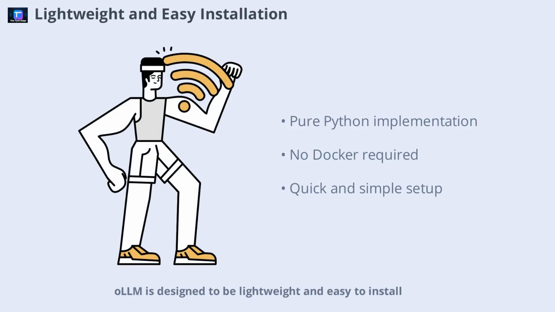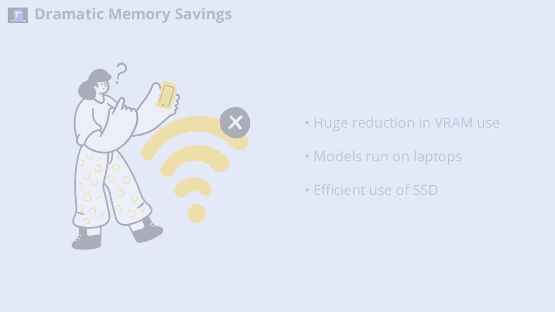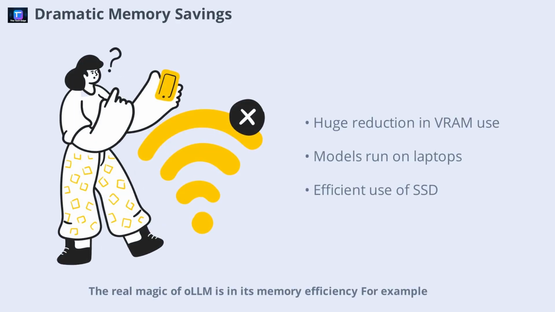oLLM is designed to be lightweight and easy to install. It's written in pure Python, so you don't have to worry about Docker containers or complex dependencies. This means you can get up and running quickly, whether you're working on a personal project or deploying AI in a research environment. The simplicity of installation is a big part of what makes oLLM so appealing for a wide range of users. The real magic of oLLM is in its memory efficiency.